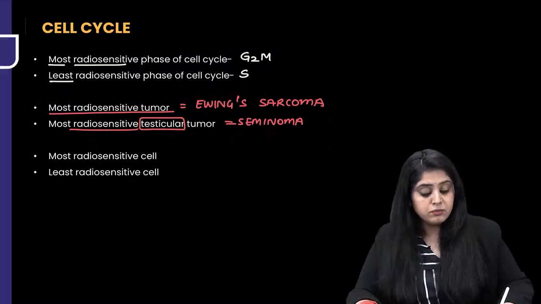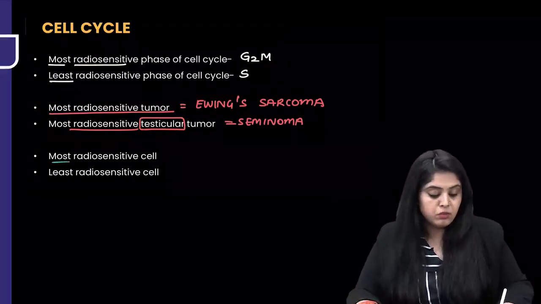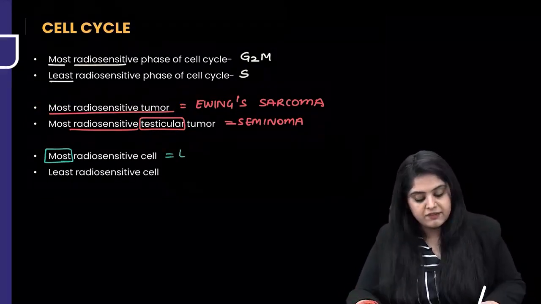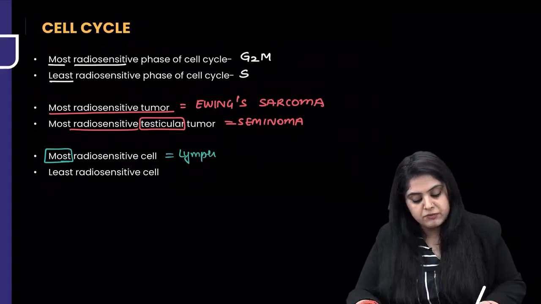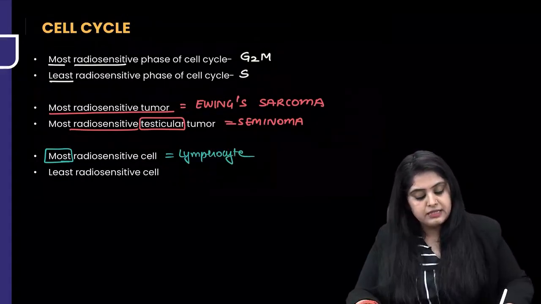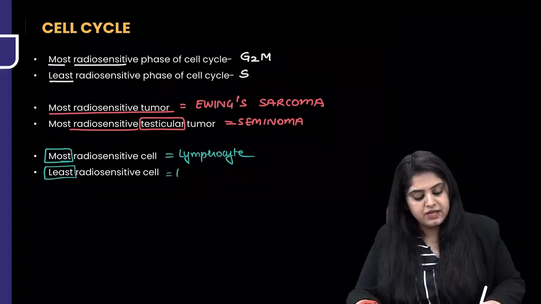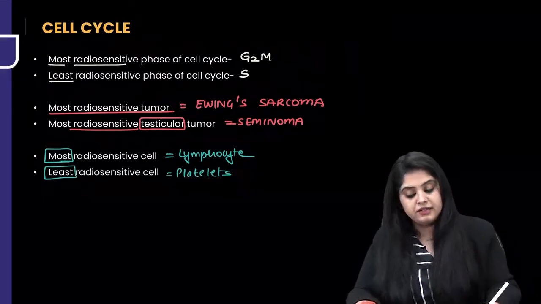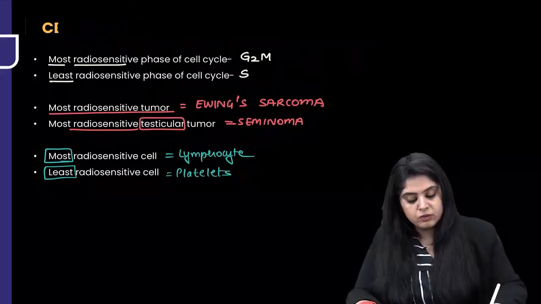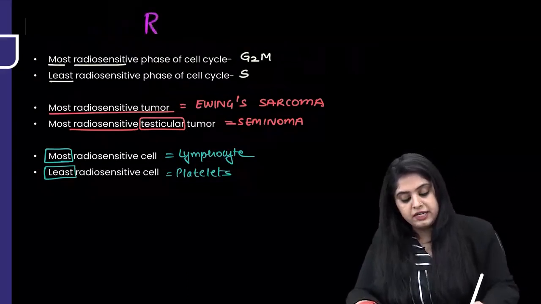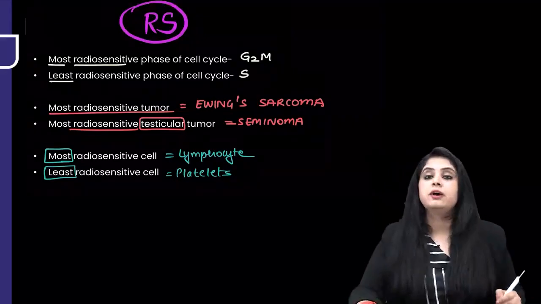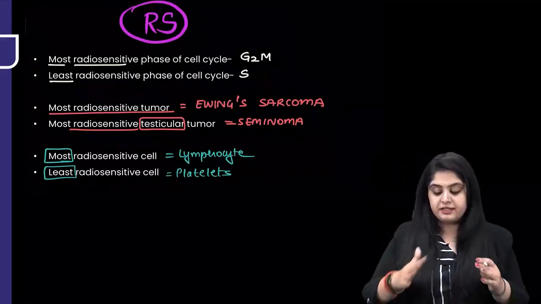Next, the most or the least radiosensitive cell. The most radiosensitive cell that we have in the body is going to be a lymphocyte. And the least radiosensitive cell that we have in the body shall be the platelets. Again, these are not just cell cycle questions, these are all the radiosensitivity questions that you have. Tumors, cells, cell cycle, everything covered.